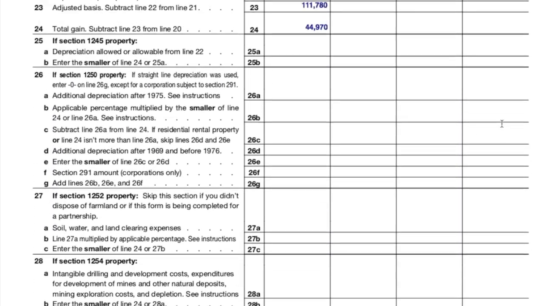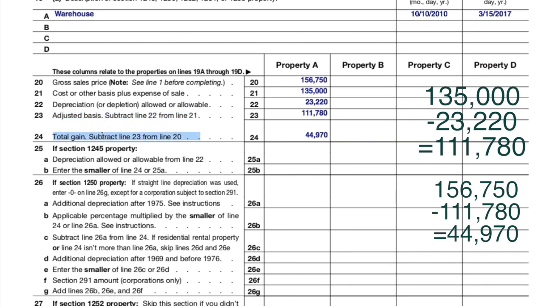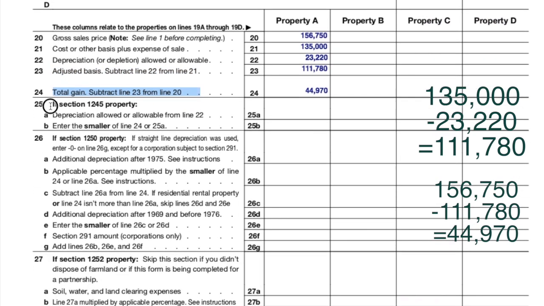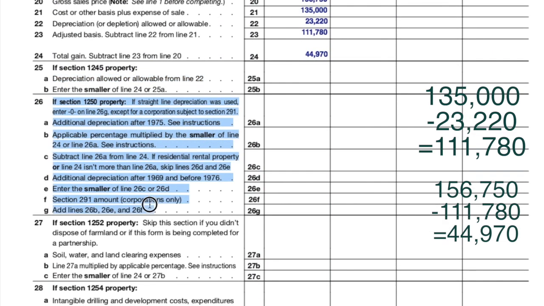Okay, so continuing down, then we have cost or other basis plus expense of sale. So that's our cost basis. Depreciation, that's our depreciation amount. Adjusted basis, that's what you already calculated. Total gain. Now, this is not Section 1245 property. This is Section 1250 property.